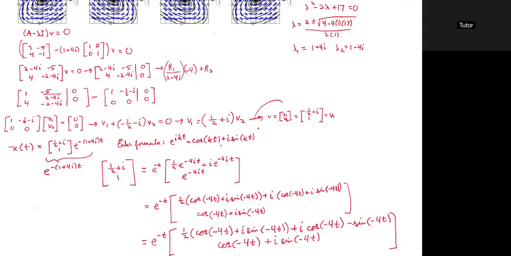Sorry, going back to this part where we found our eigenvector, it is worth noting that we will have two eigenvalue and eigenvector pairs, and they will be 1 plus 4i with 1/2 plus I, 1, and 1 minus 4i with 1/2 plus I, 1.